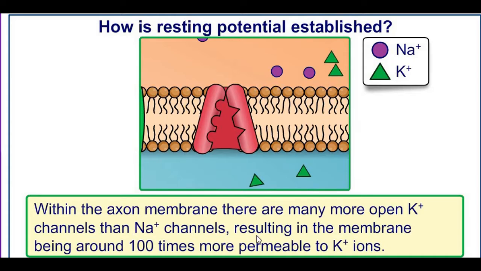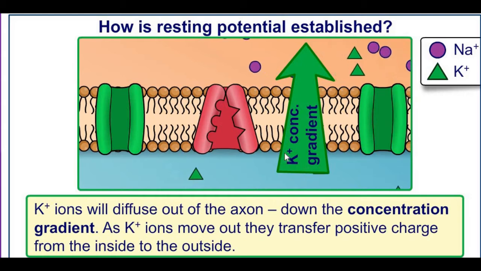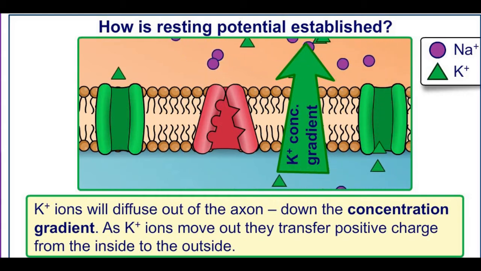And there's a figure here, you don't need to learn it, but you can see there's a lot more permeability to potassium than there is to sodium. So potassium moves out of its gradient back out again.